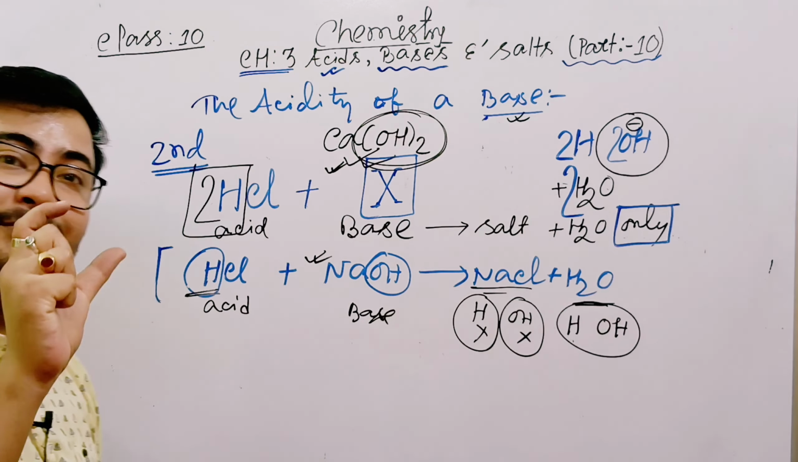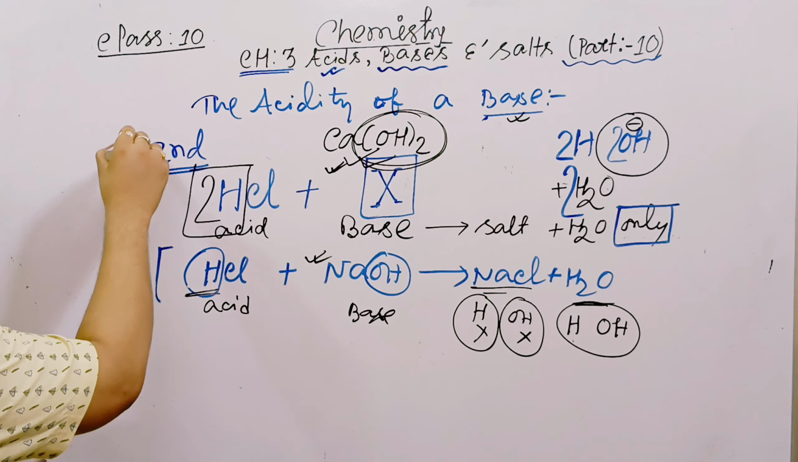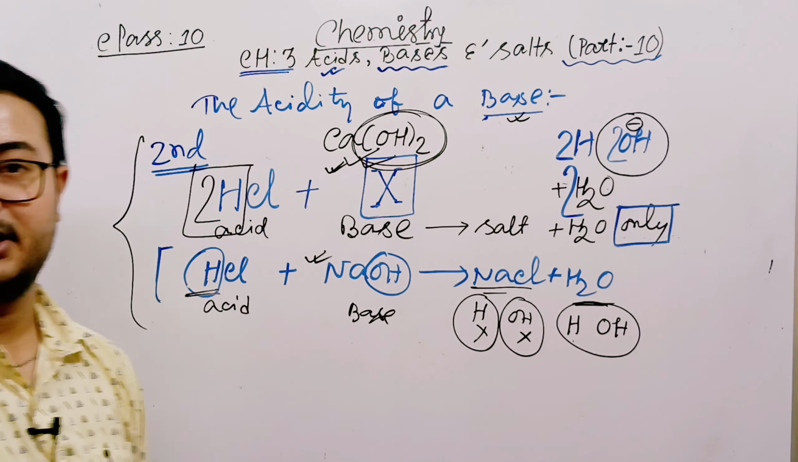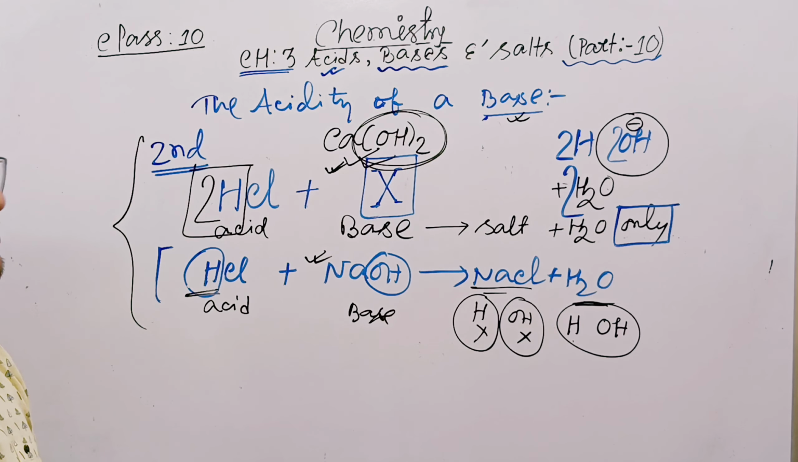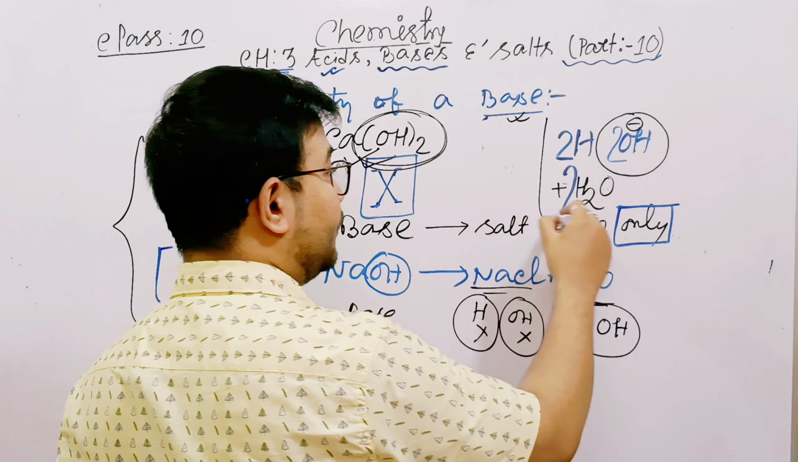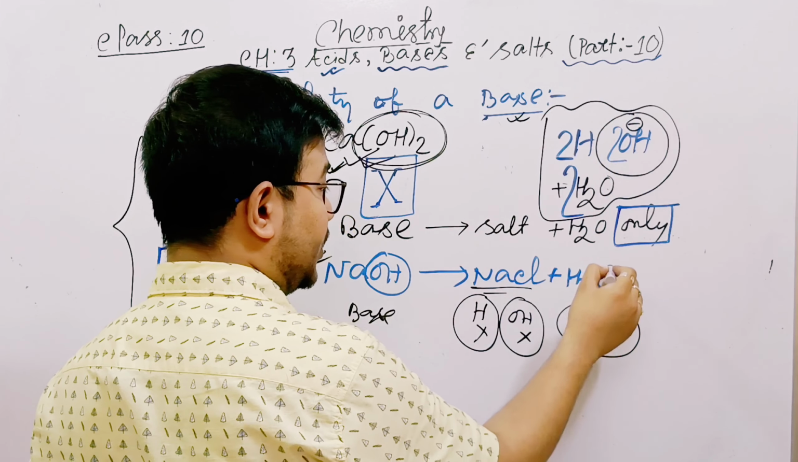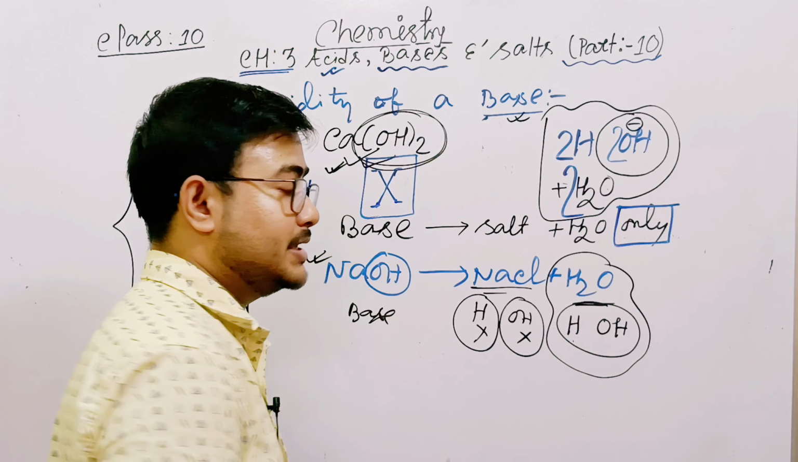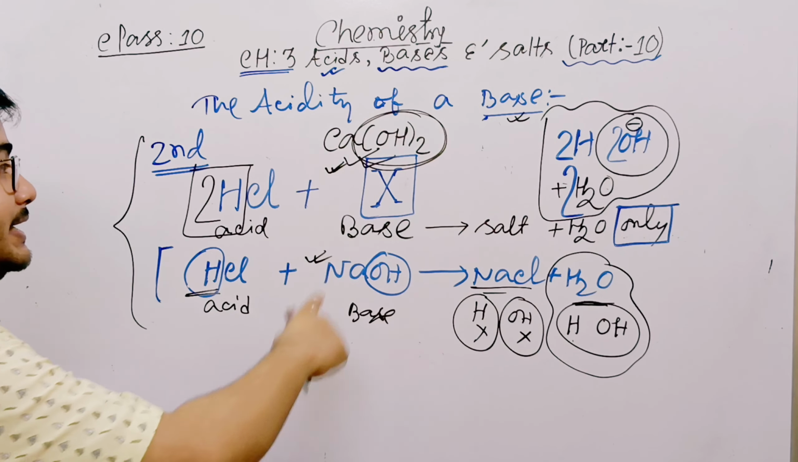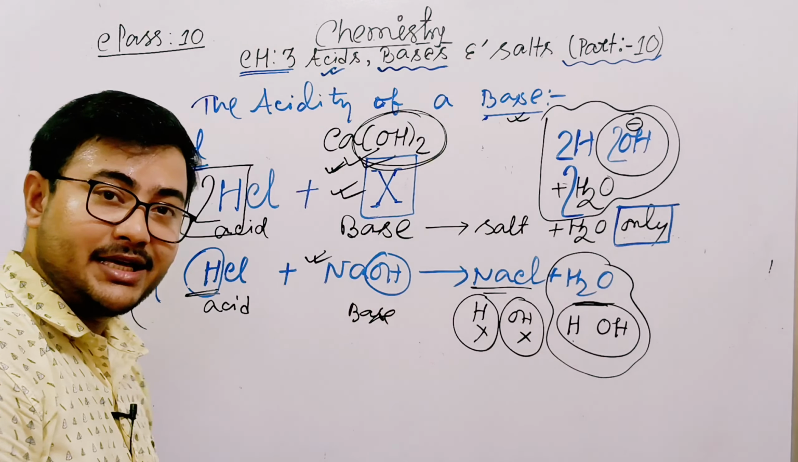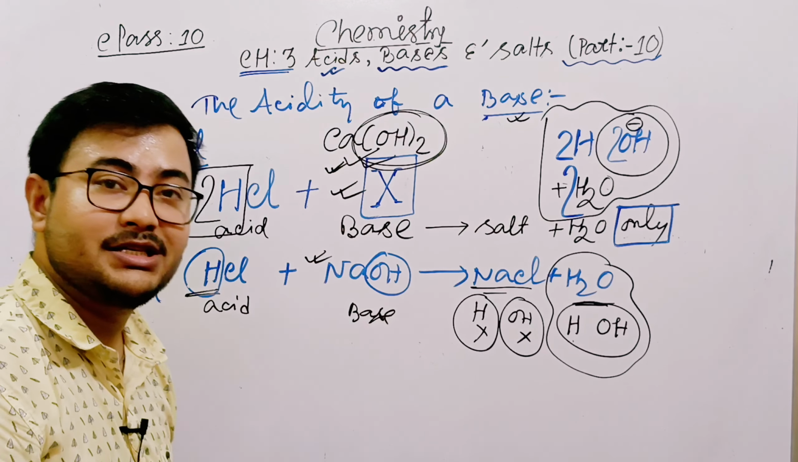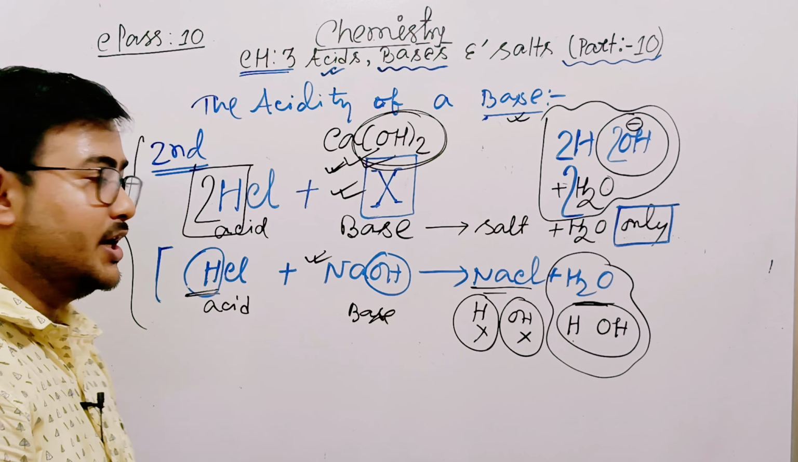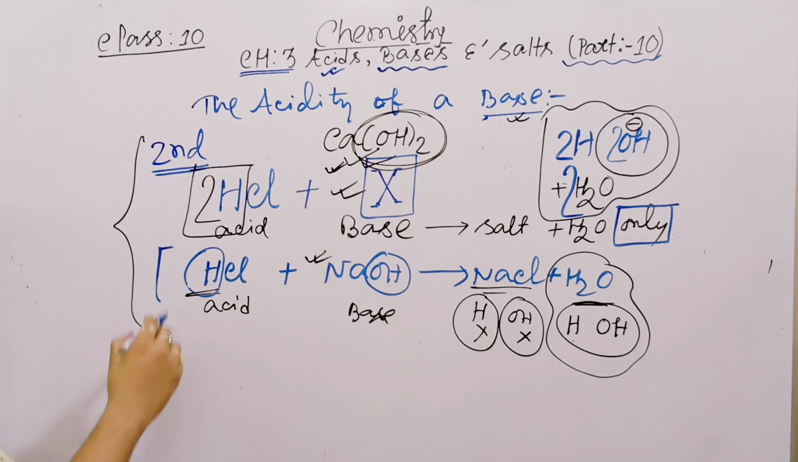In the book this simple definition is given, but this concept is not given in your book and you cannot get it anywhere. This is the concept. So from the number of water, from the number of OH minus and H plus ions, you can predict whether the unknown base is monobasic or dibasic.